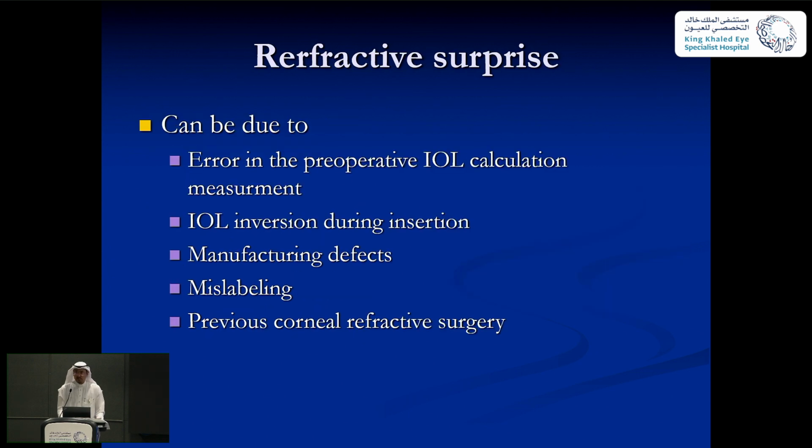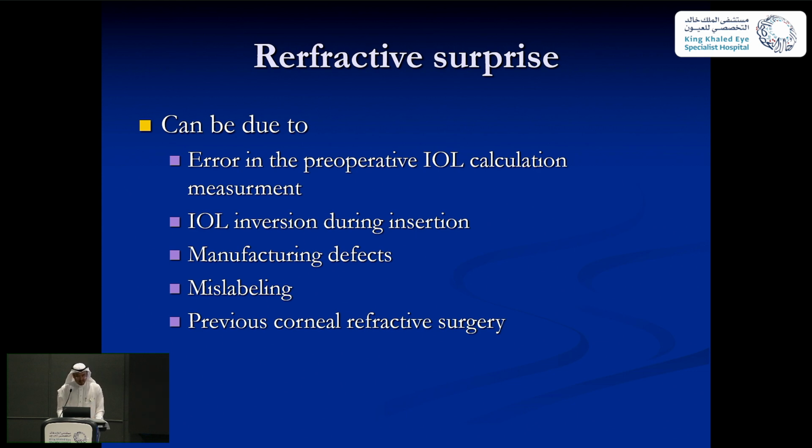Refractive surprise can happen after the surgery, and this can be due to error in the preoperative IOL calculation. This used to happen when we used A-scan. We put a probe onto the cornea and we indent the cornea a little bit, giving rise to false axial length measurement, and we ended up with more powerful lens than needed and more myopia than needed.